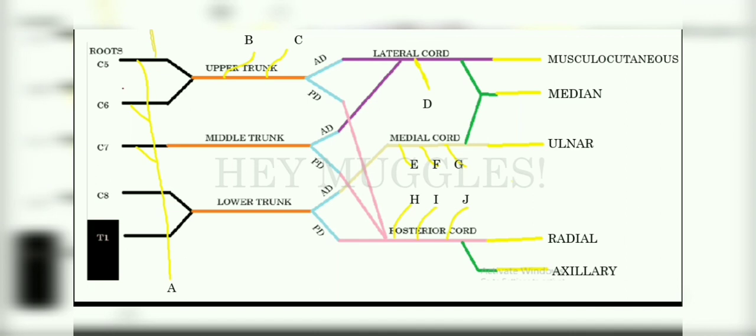From the posterior cord we have the upper subscapular nerve, the lower subscapular nerve, and the thoracodorsal nerve, that is also known as your nerve to latissimus dorsi. The key branches of brachial plexus are musculocutaneous, median, ulnar, radial, and axillary nerves.